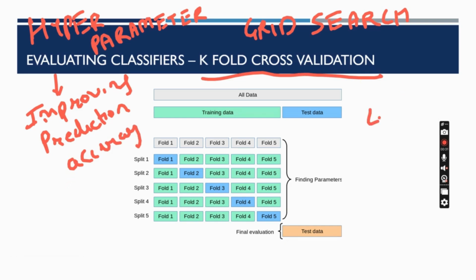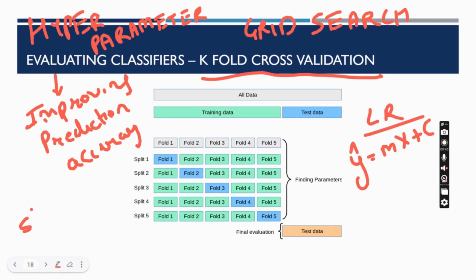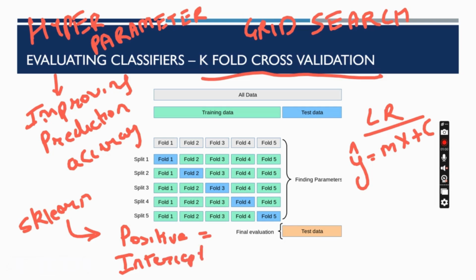So let us say we have a linear regression model. In previous videos you have seen that y prediction is mx plus c. This is the form of linear regression model. In this model, if you see the implementation in the Scikit-learn library, there are certain settings. The first setting is positive and the second setting is intercept. Positive can be set as true or false, whereas the intercept setting can also be set as true or false.